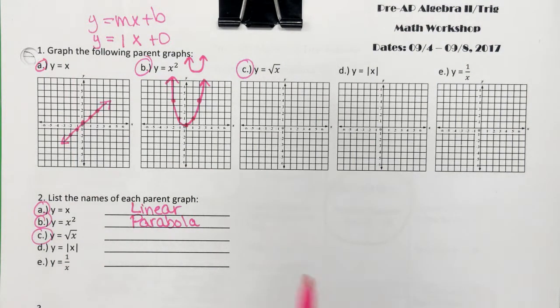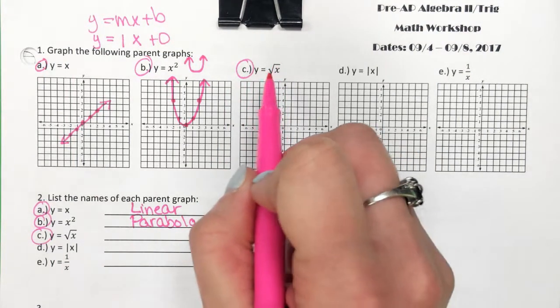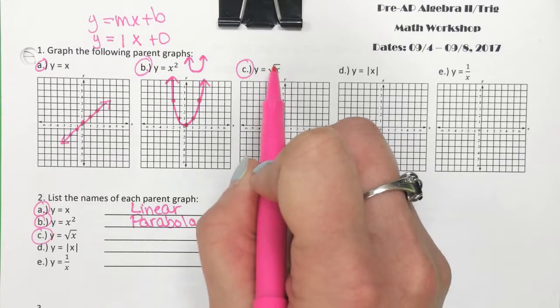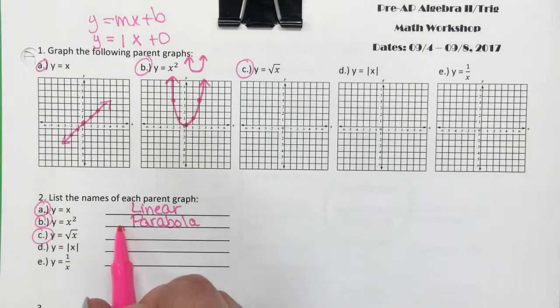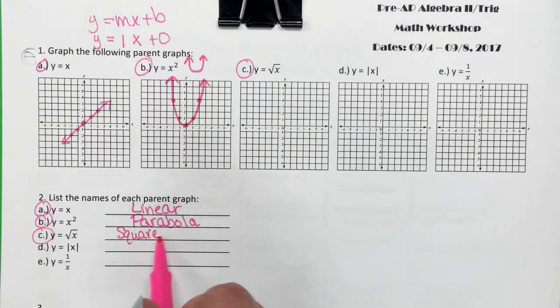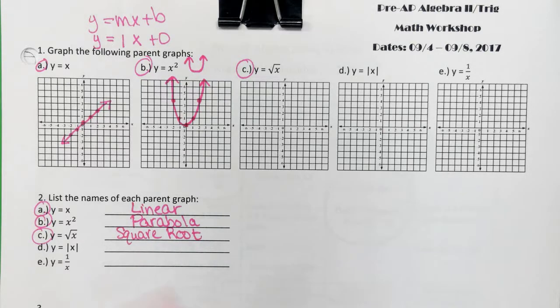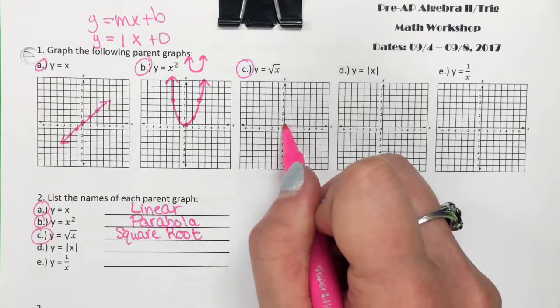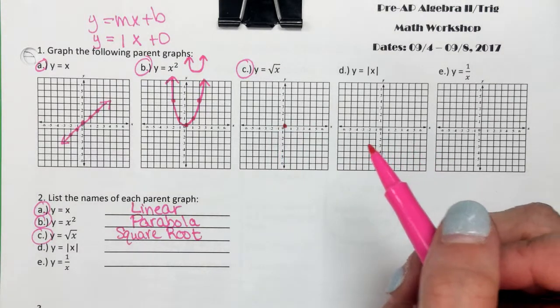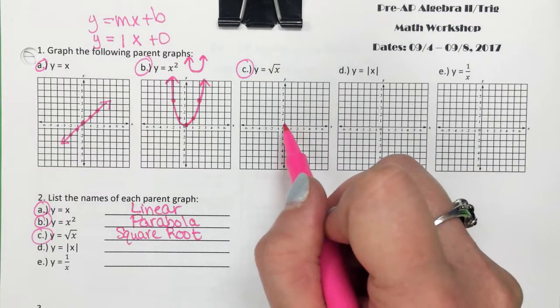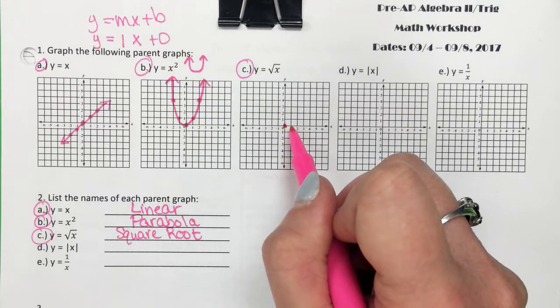Okay. Alright, what about number 3? What's this little guy called right here? The square root. There you go. The square root function. Alright, so here we go. We're going to start at 0. What's the next number after 0? 1. So I'm going to go right 1.